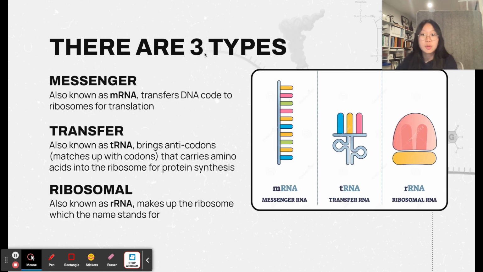There are three types of RNA also. We have messenger RNA, more commonly known as mRNA, transfer RNA, known as tRNA, and ribosomal RNA, rRNA. mRNA transfers code to ribosomes for translation. tRNA brings anticodons that carry amino acids into the ribosome for protein synthesis. And rRNA makes up the ribosome, which is where the name comes from.